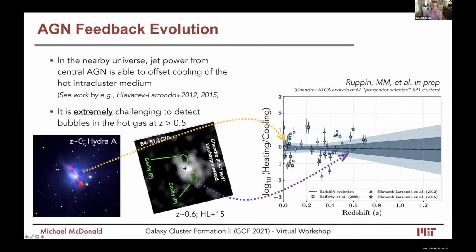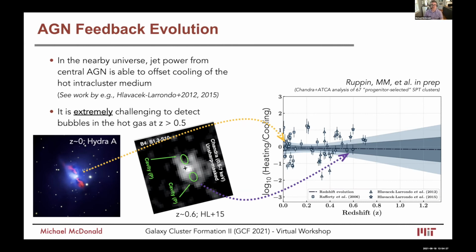At high redshift, this is really difficult. So this is pioneering work done by Julia Slavicek-Lorondo, and it's the state of the art in terms of high redshift bubbles. But you can see it's extremely hard. I've rotated this so it looks the same as Hydra A to help, but you can see that these are very challenging to detect. But when you do detect them, you find that the heating is again balancing cooling out to redshift 0.6.